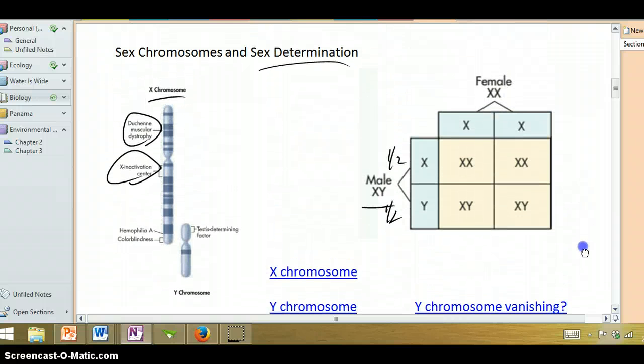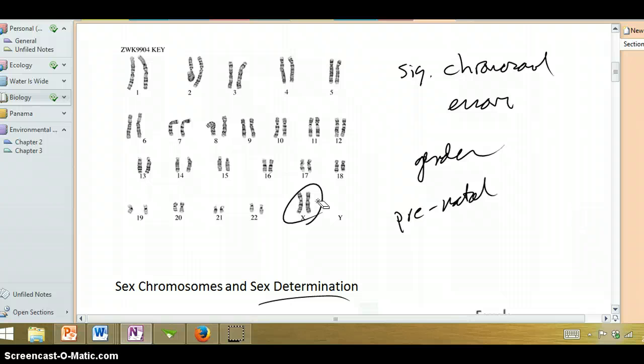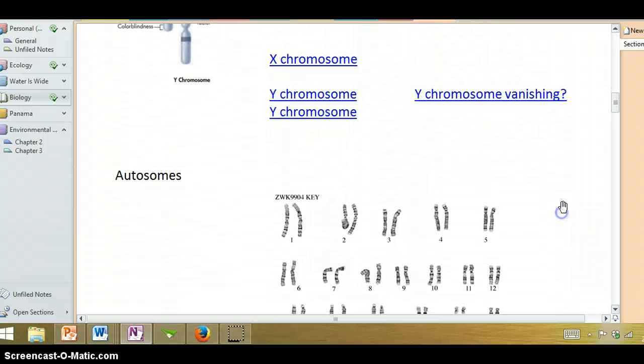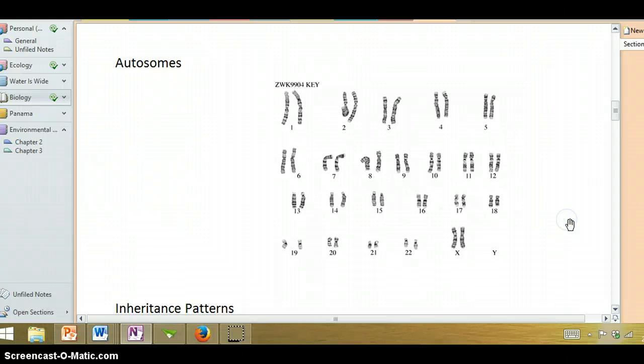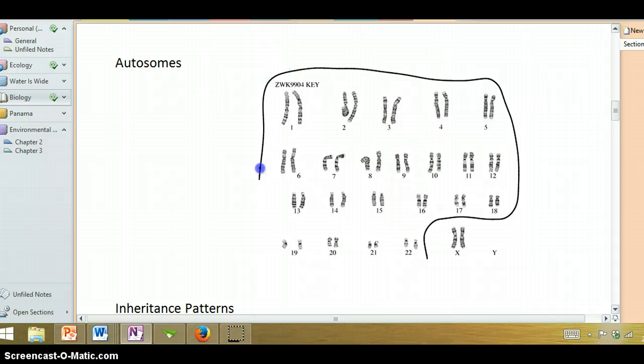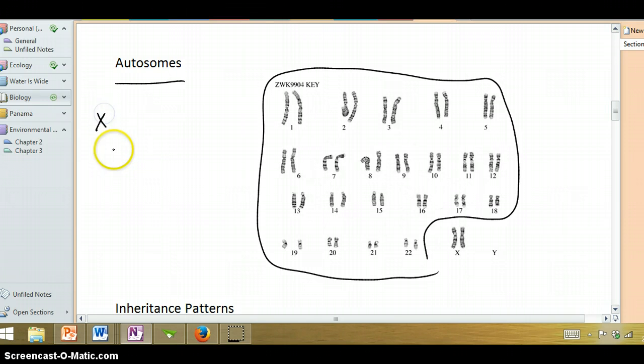So we have the two sex chromosomes, again, which are always the last ones shown in the karyotype. And in the karyotype, all the other chromosomes are known as autosomes. So you can have autosomal traits, you can have traits that are found on the X chromosome, and a few that are found on the Y chromosome. So when you hear that term, autosomal trait, it just means it's on one of the other 22 pairs of chromosomes, not on the X or the Y.